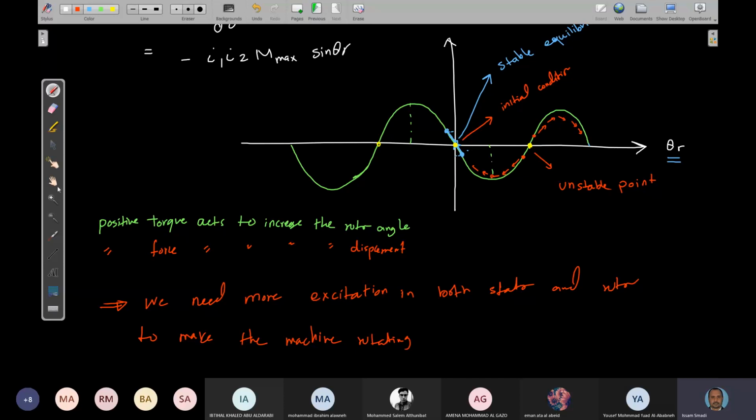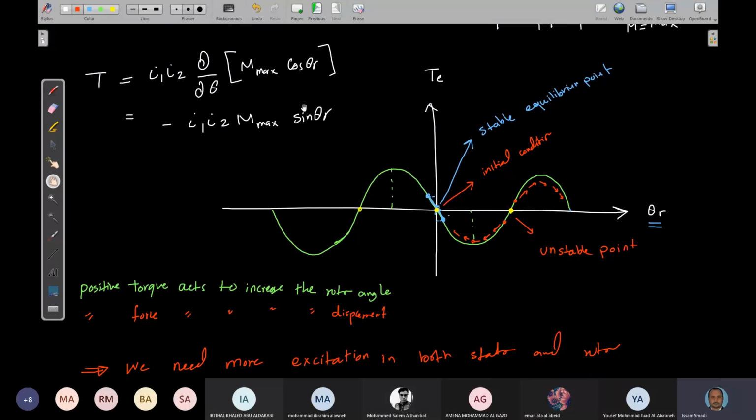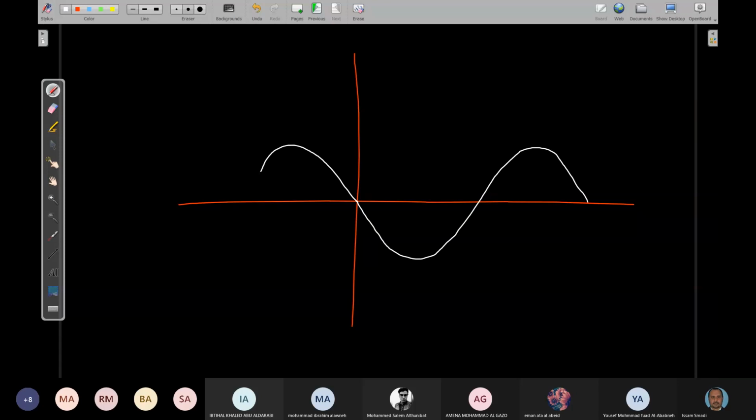Okay, so let's return back to this graph, and for that, I will replot it here. Now, according to our derivation of the torque, it had a minus sign, correct? So simply the torque has its value according to theta, in this plot of theta r versus the torque.